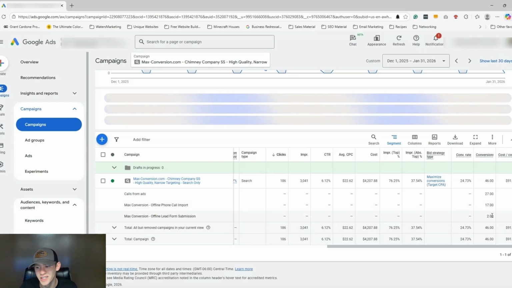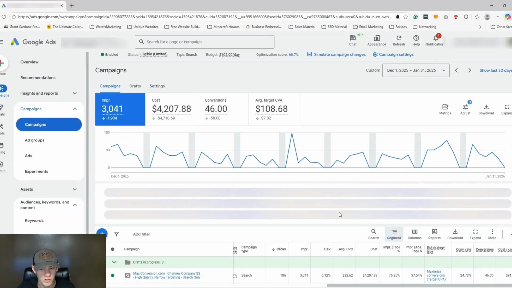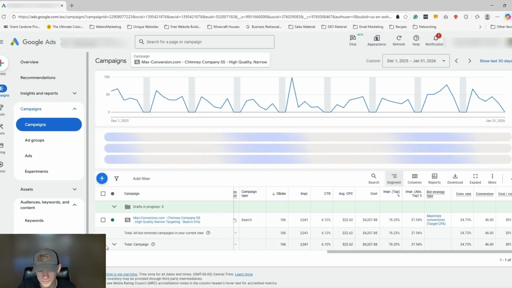So you can see here significantly more phone calls than form submissions. Only 2 form submissions versus 44 phone calls. So really, really good ratio. We always prefer phone calls over the form submissions.